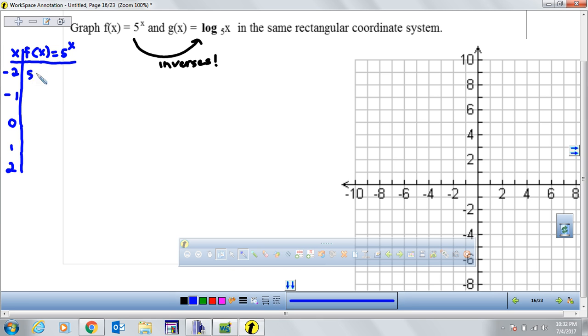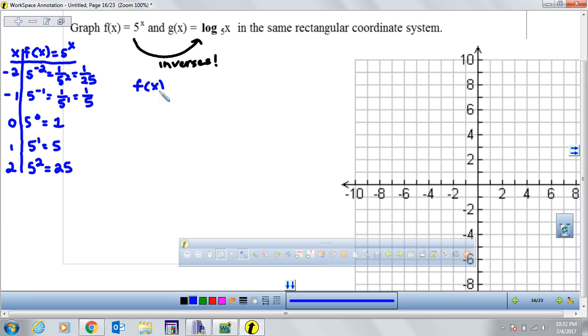So 5 raised to the -2 power means 1 over 5 to the second power, which is 1/25. Now, 5 to the -1 power means 1 over 5 to the first power, which is 1/5. 5 to the 0 power is equal to 1. 5 to the first power is equal to 5, and 5 to the second is going to be 25. So for the function f of x, we're going to get the following points: -2, comma. Now, 1/25, if you remember, is about 0.04.